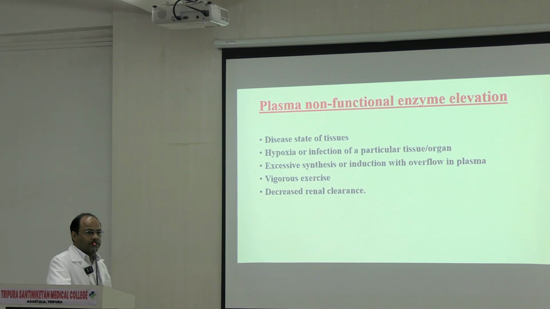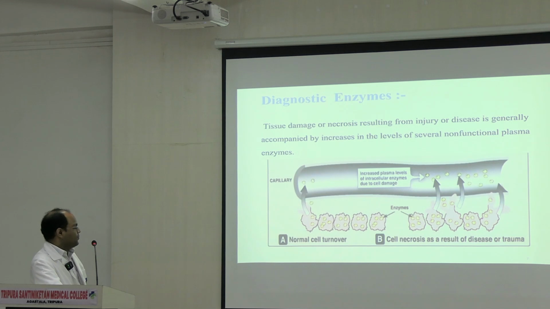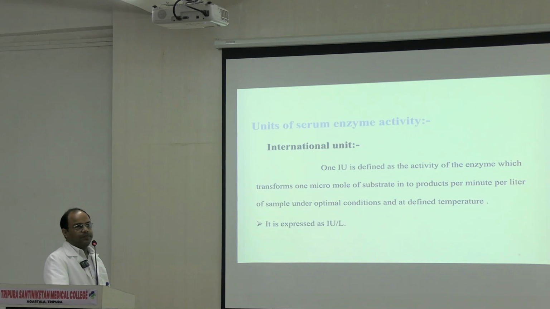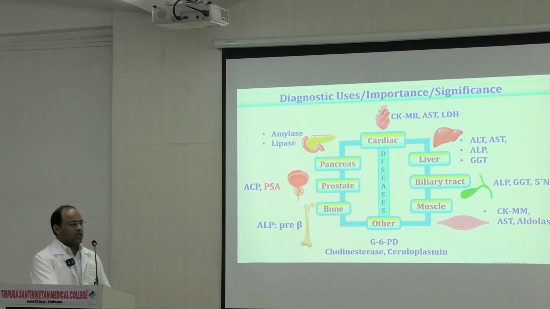And the next one is decreased renal clearance. Look at the diagram. On the left side, this is normal cell turnover. So a little amount is always present in the blood because of normal cell turnover, cell death. But when a lot of cells get damaged because of some insult like necrosis or hypoxia, then the level increases in the plasma. Enzyme activity is measured as units per liter, so international unit per liter. We are going to discuss this one by one today.